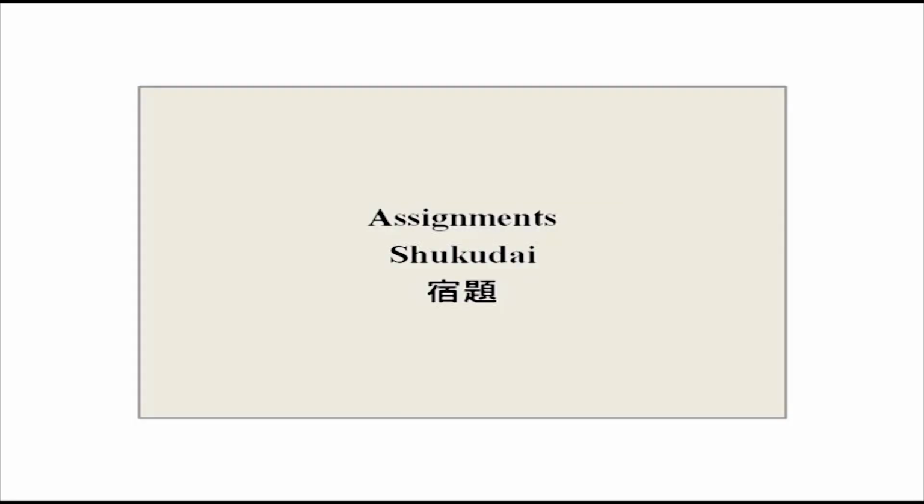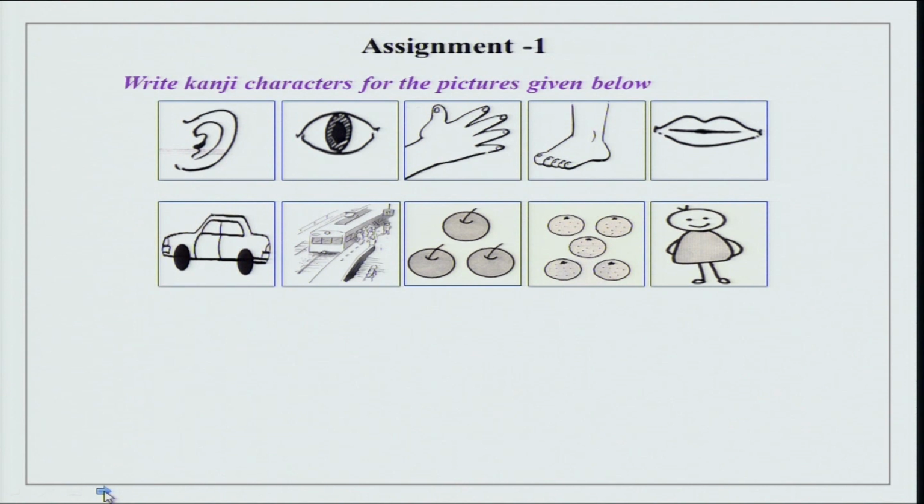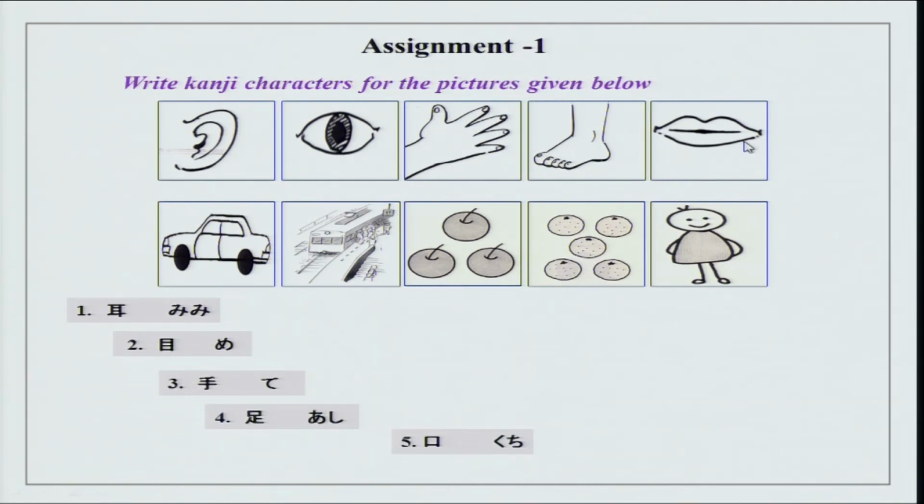But before that, we will do our assignments as we always do, and let us see what the first assignment is. There are a lot of pictures in this assignment and you are to write kanji characters for these pictures. Let us see the first one. It looks like an ear, mimi, and the second one is me, which is eye. The third one is a picture of a hand, and hand is te. Then we have ashi and kuchi. Kuchi is mouth.